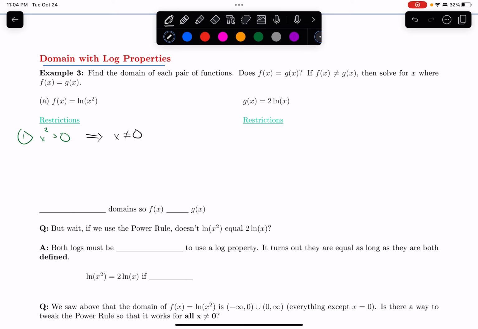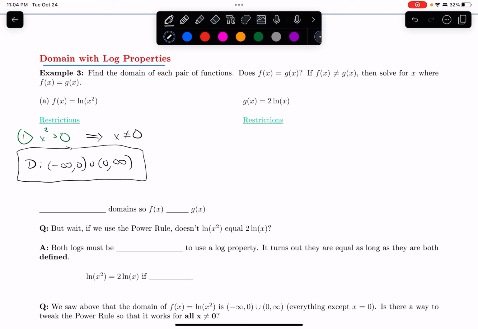Okay, so my domain, I'm going to write D for domain, is everything except 0. So that's negative infinity, comma 0, with the parentheses, union 0 to infinity. So it's everything except 0. That's my domain in interval notation.